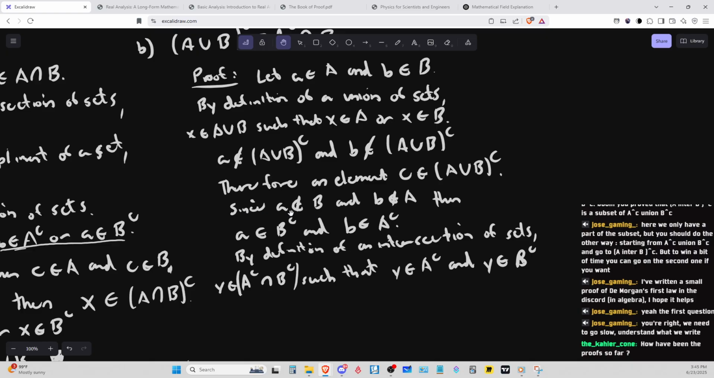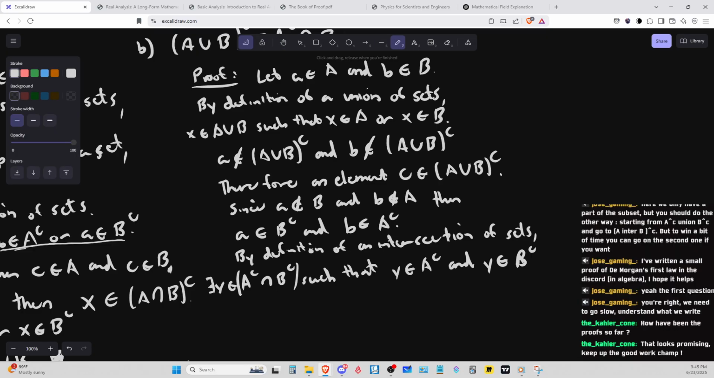Let's see, since A is not in B and B is not in A, then A is in the complement of B and B is in the complement of A. By definition of the intersection of sets, there exists a Y, maybe I should write "there exists", such that Y is an element of A complement and Y is an element of B complement.